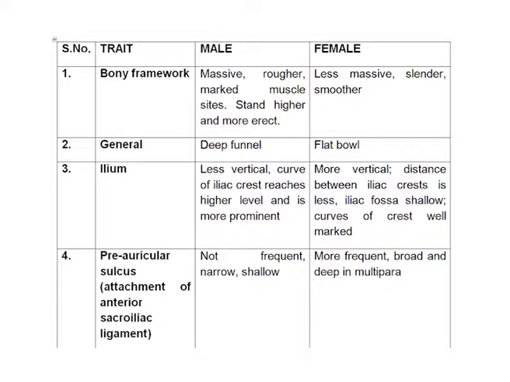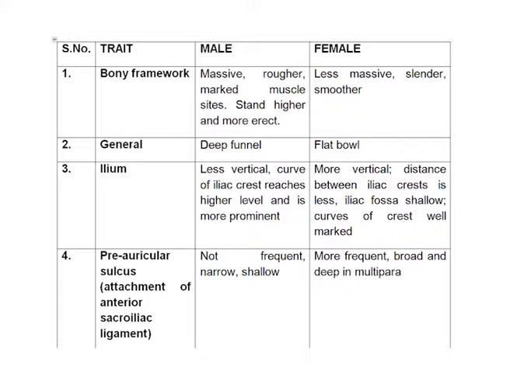If we observe the ilium, it is less vertical, the curve of the iliac crest reaches a higher level and is more prominent in case of male pelvis, whereas in female pelvis the ilium is more vertical, the distance between iliac crests is less, the iliac fossa is shallow and the curves of the crest are well marked.